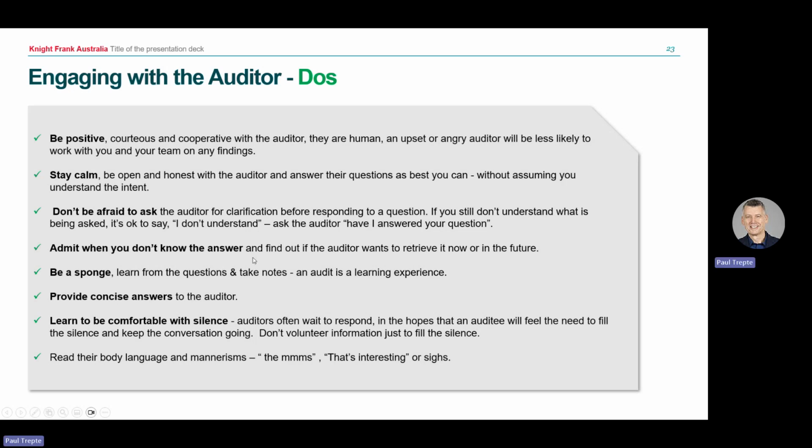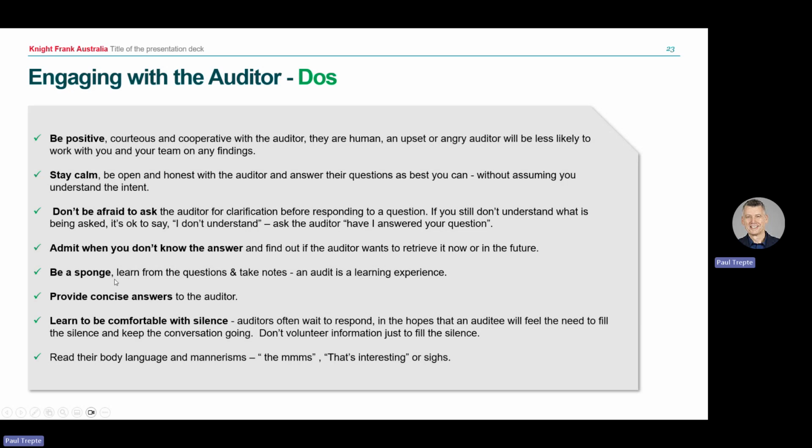Admit when you don't know the answer, and find out if the auditor wants you to try and find the information now or in the future. One of the things I would say to people, if you don't know the answer, don't try to guess, because that drops a lot of companies into a lot of issues where you think, we should be doing this, we probably are doing that, and you tell the auditor we are doing it, and he then goes and finds out later on that we're not actually doing that.